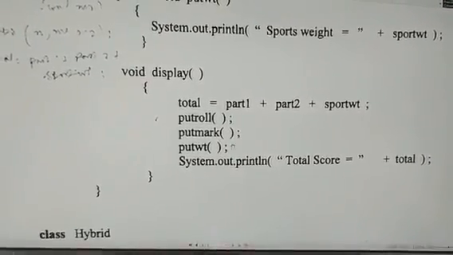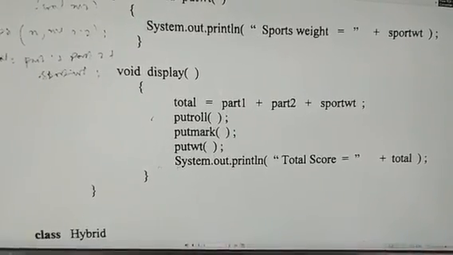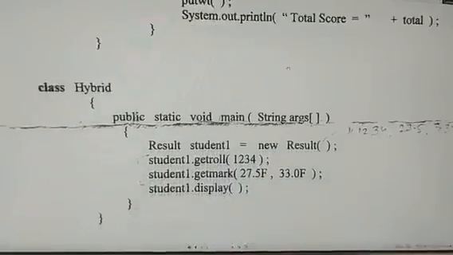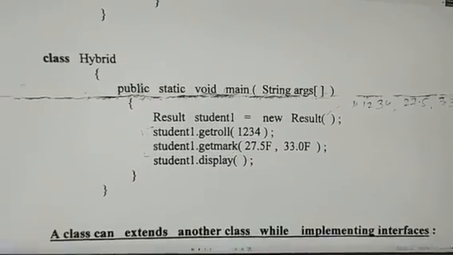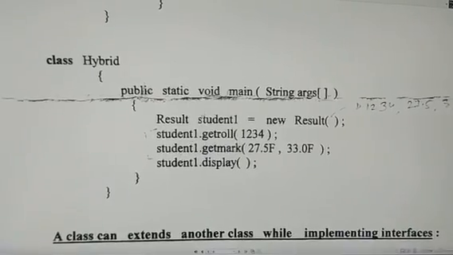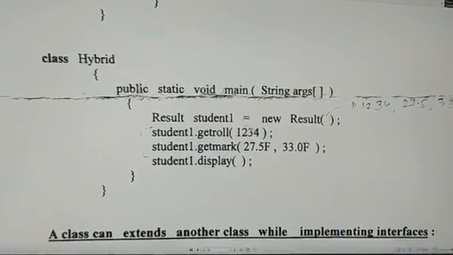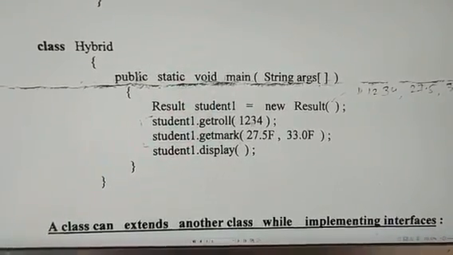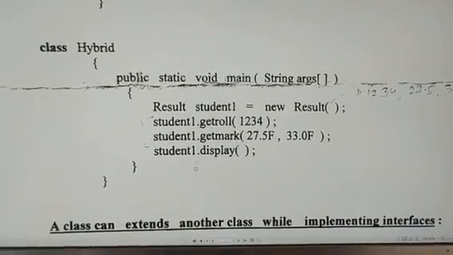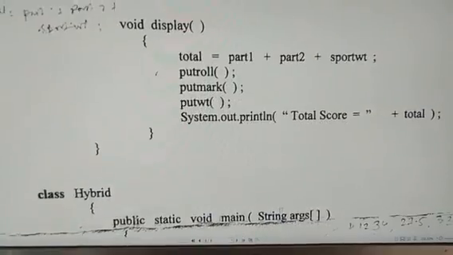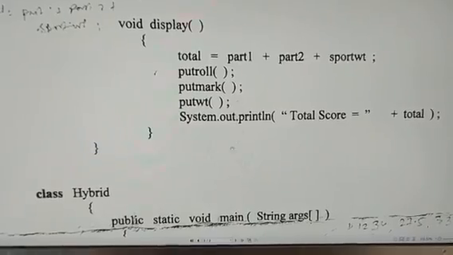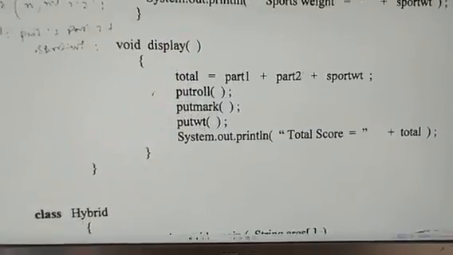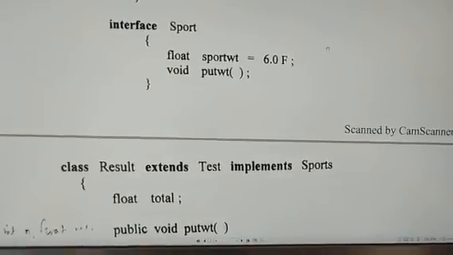And put role, put mark, and put weight have been called beforehand, and the total score will also be shown. So in this manner, at the last we are creating a hybrid class, where within the main we are creating an object, and we are doing here get role, the value of the marks has been set here, and at the last we are calling this display function, which will show all the functions along with the total. So this example is one of the most important examples to understand the interface.